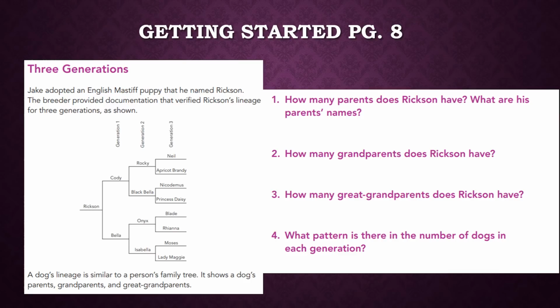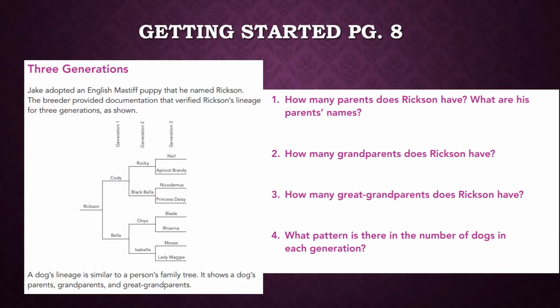Dog breeders actually do this. I have a girlfriend who recently bought a dog, and they provided her with a binder full of the dog's lineage and background, the dog's parents, the dog's grandparents, and the great-great-grandparents. And a dog's lineage is similar to a person's family tree. It shows a dog's parents, grandparents, and great-grandparents.